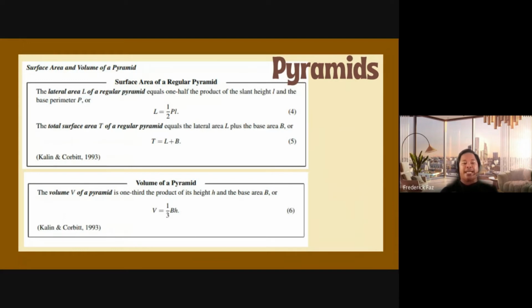We have the surface area and volume of pyramid. So pag sinabi po natin lateral area, so represented by capital letter L is equal to 1/2 times the perimeter multiplied by the slant height L. The total surface area is equal to lateral area plus the area of the base. For volume, we have 1/3 base times height.